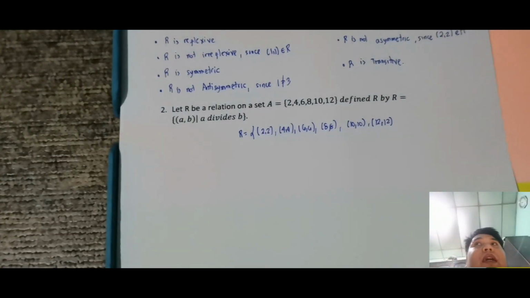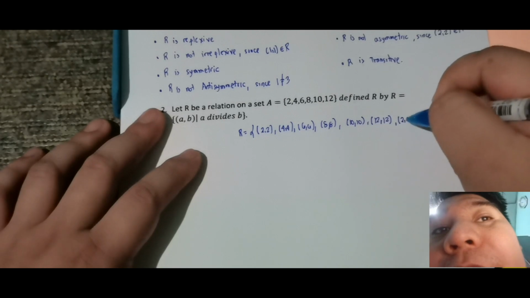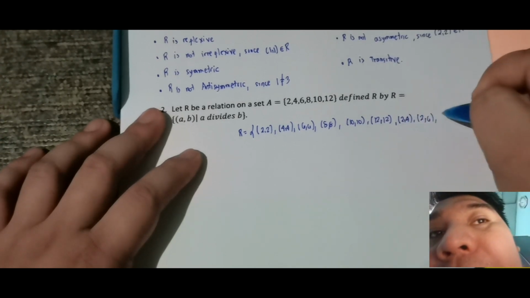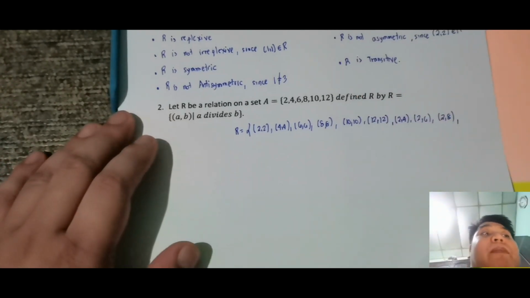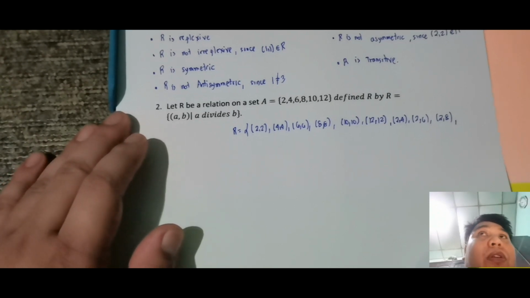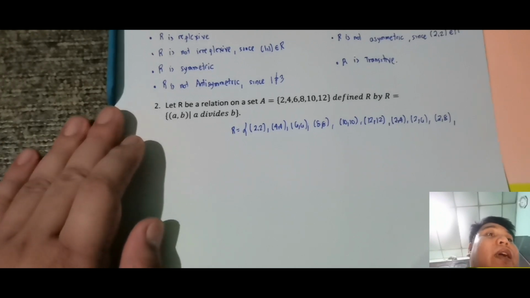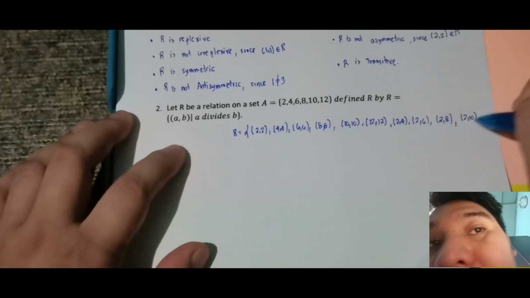Tama, next. Ano ba yung divides? So ulit, 2 divides 2, yes, pasok siya. Next, 2 divides 4, 6, 8, 10, 12. Lahat yan dinidivide ng 2. Tama, so si (2, 4), (2, 6), (2, 8), (2, 10), (2, 12), pasok yan. Pero napansin mo ha, sabi ko 2 divides 4, pero hindi ko nilagay si (4, 2), kasi 4 does not divide 2. Okay, ulit ha, 2 divides 4, pero 4 does not divide 2. Okay, so ulit (2, 4), (2, 6), (2, 8), (2, 10), and (2, 12).